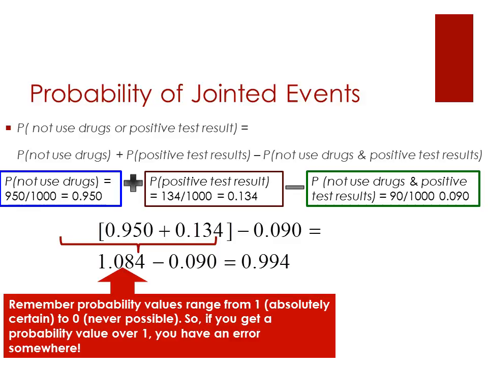All right. So remember, probability values range from 1, absolutely certain, to 0, as in never possible. So if you get a probability value over 1, you will have made an error somewhere. Now, this is not the only way to check your errors. You can actually have double counted your probabilities and get an amount that is less than 1. So this is not a foolproof method for checking for this problem. However, if you do get something greater than 1, you absolutely have made a mistake and need to go back and check your work.